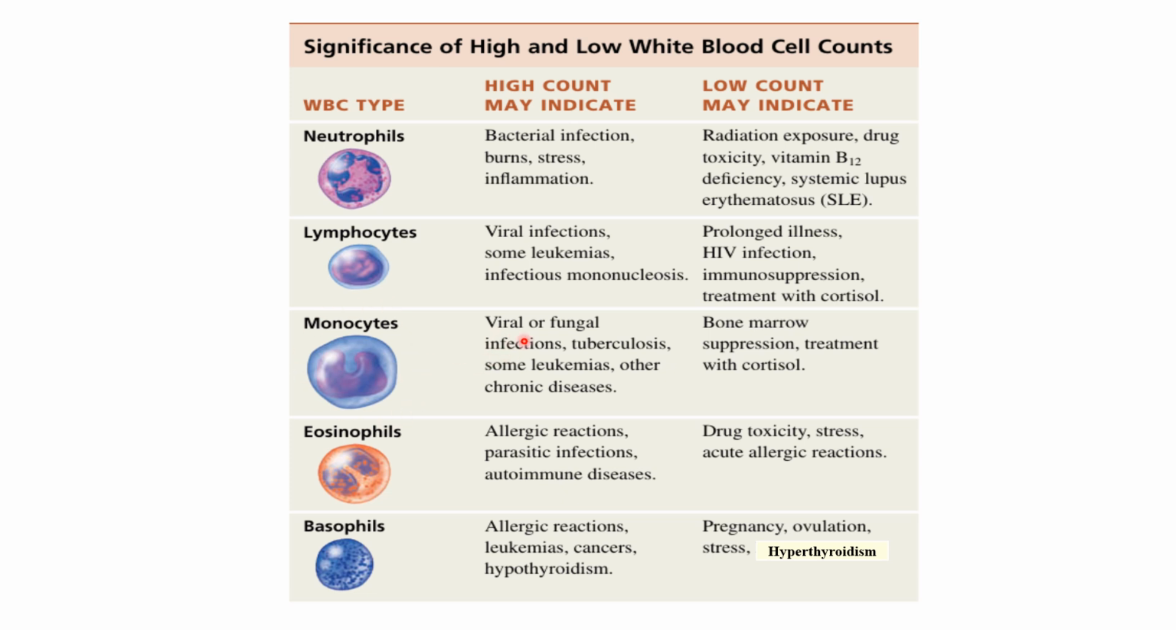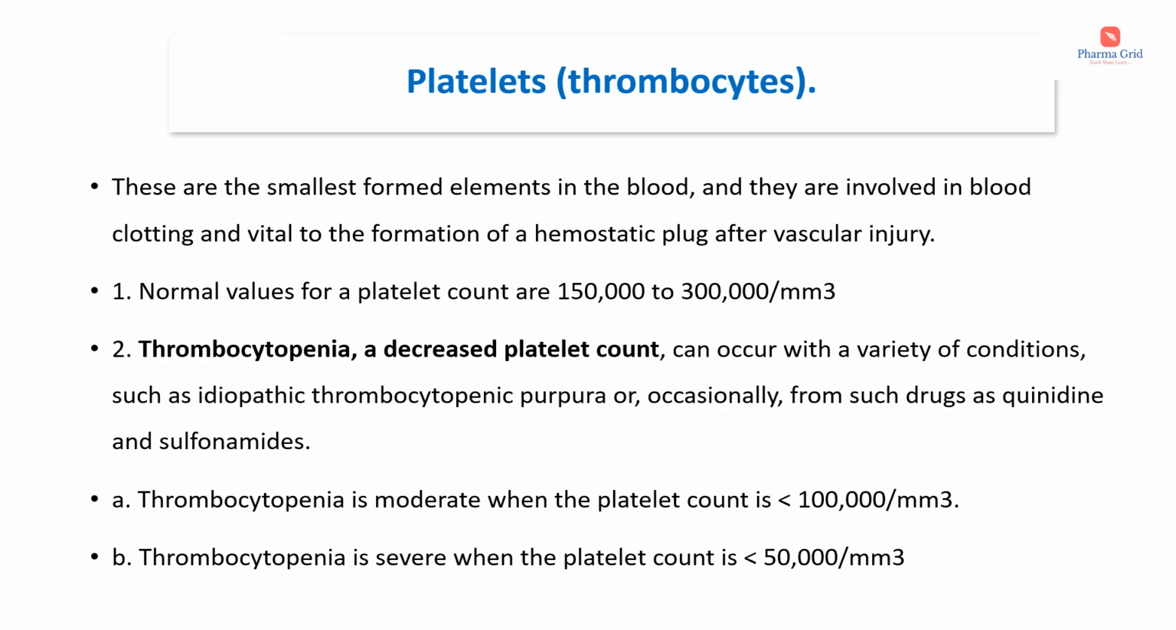Monocytes, high count may indicate viral or fungal infections, tuberculosis, some leukemias, other chronic diseases. Low count may indicate bone marrow suppression, then treatment with cortisol. Then high count of eosinophils may indicate allergic reactions, parasitic infections, autoimmune diseases. Low count may indicate drug toxicity, stress, acute allergic reactions. Then high count of basophils may indicate allergic reactions, leukemias, cancers, hypothyroidism, whereas low count may indicate pregnancy, ovulation, stress, hyperthyroidism.